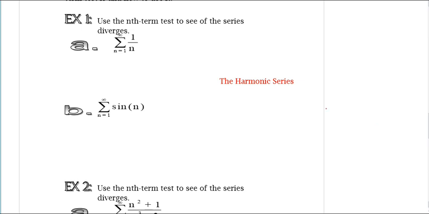So let's take a look at the first one. It says use the nth term test. Alright, no worries. The limit as n approaches infinity of 1 over n, and if I plug this in, I get 1 over infinity, which makes 0. Now this series actually diverges.